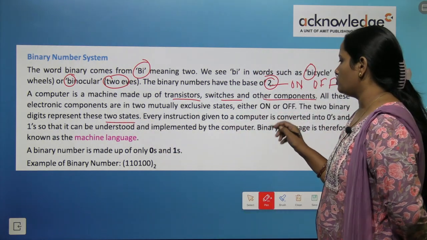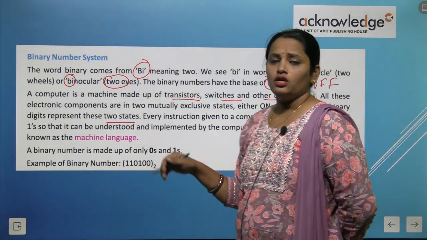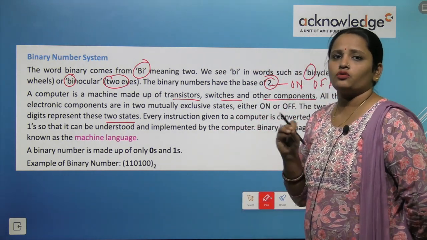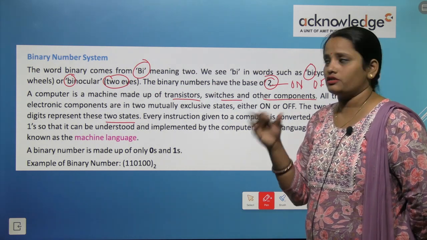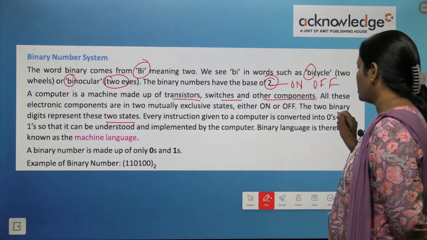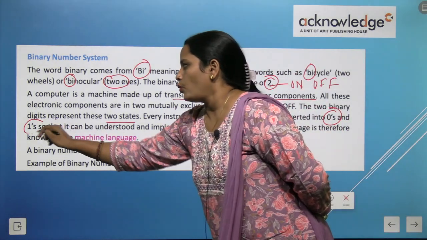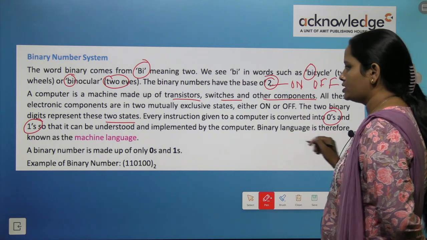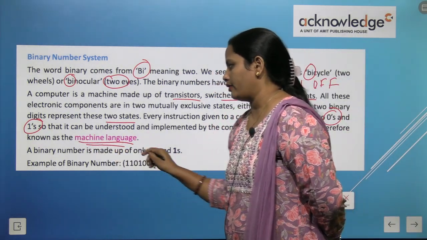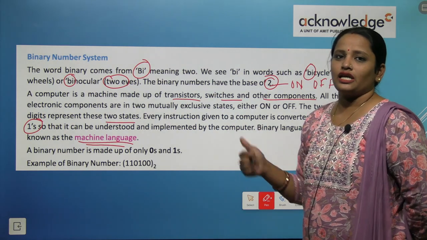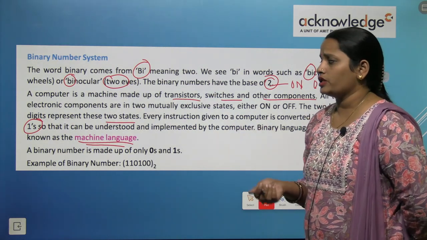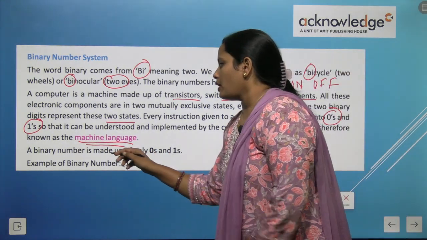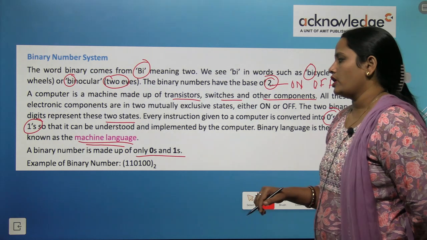The two binary digits represent these two states. Every instruction given to the computer is converted into zeros and ones. So whatever instructions we give to the computer are converted into binary numbers, and then the computer understands them. It is converted into zeros and ones and implemented by the computer. Binary language is therefore known as machine language. Because the machine can only understand machine language, that's why the binary number system is used. So a binary number is made up of only zeros and ones.